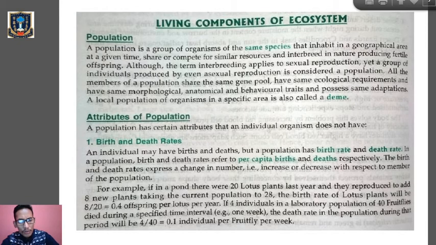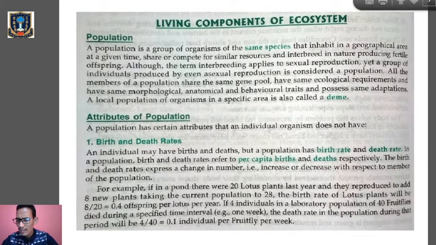So all the members of our populations used to share the same gene pool and have the same ecological requirements. Population means the group of organisms that belong to the same species, that occupy a particular geographical area, a particular habitat at a given time, and they are able to interbreed and produce fertile offspring. Clear?